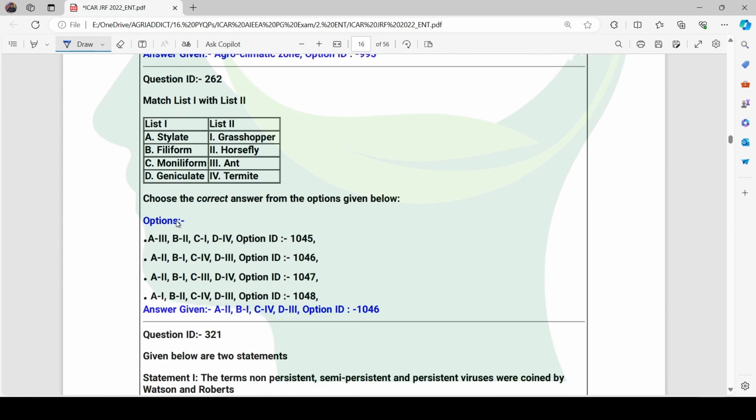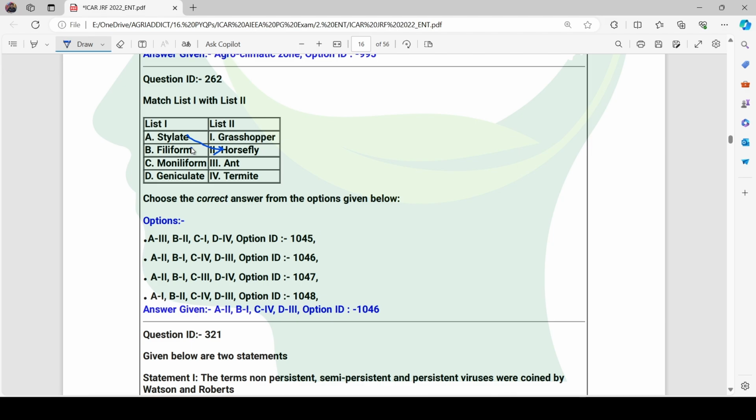Next question is the match the following type of question. In list 1, there are several types of antenna, and in list 2, there are the insects. You just have to match the correct insect and correct antennal type. So first is the stylet type of antenna. Stylet type of antenna can be seen in the horsefly. It's a very simple one.